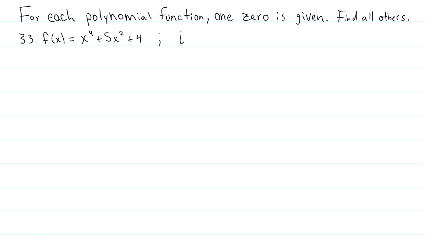Let's take a look at this problem. It says, for each polynomial function, one zero is given, find all others. So we're looking at this function of power 4, which tells us that there's going to be 4 zeros because of the exponent, and i is given as a zero. So we could start by jumping into synthetic division.